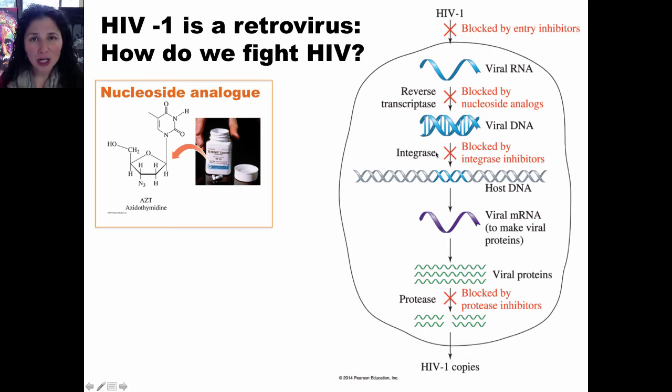When only one drug is used, it's like blocking a pathway. Since this is a retrovirus, the virus can quickly mutate to overcome the blocked pathway, or in other words, it can find a way around.